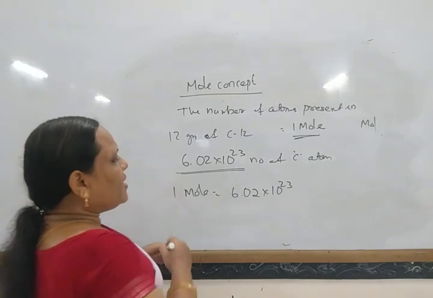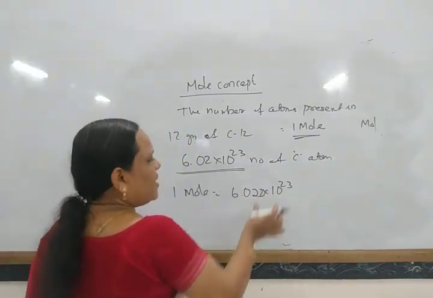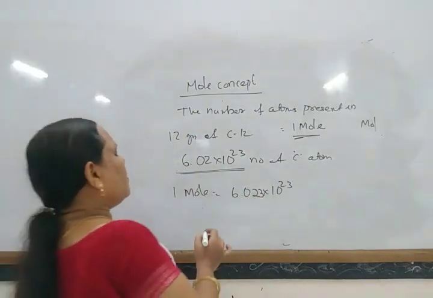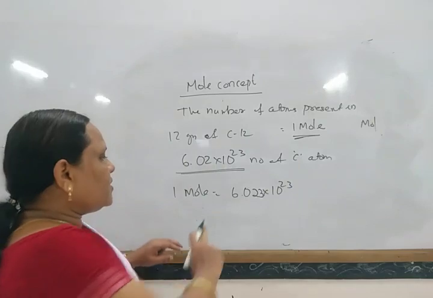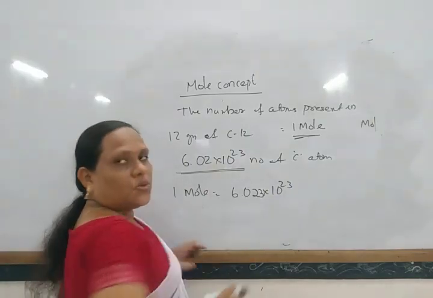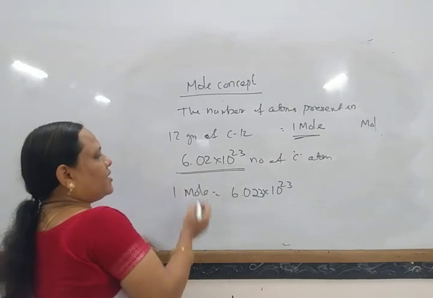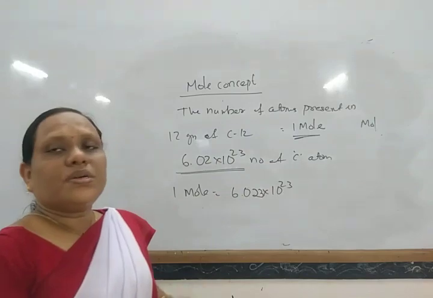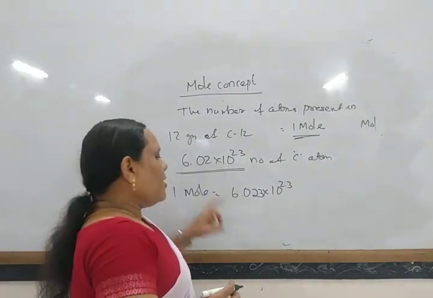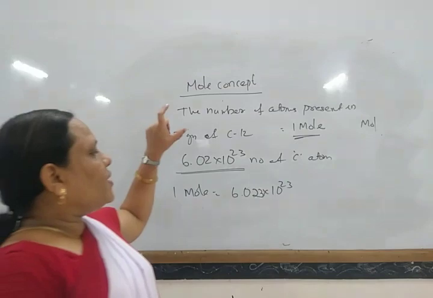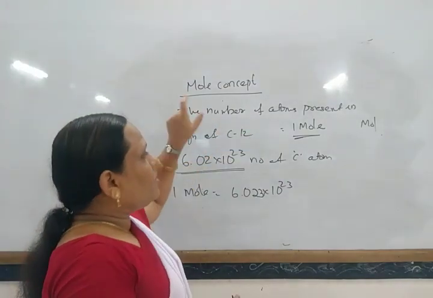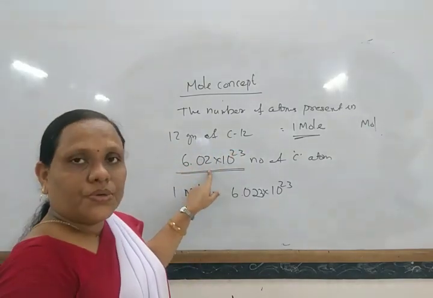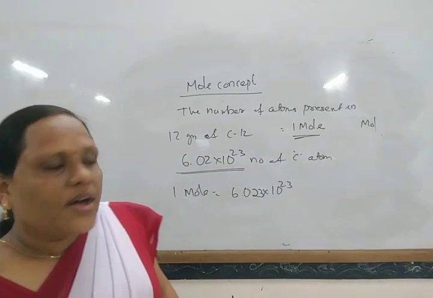In some books it is given as 6.022 × 10^23, in some books as 6.023 × 10^23. Or simply you can write 1 mole equals 6.02 × 10^23. So 1 mole is the number of atoms present in 12 gram of carbon, that is 6.022 × 10^23 carbon atoms.